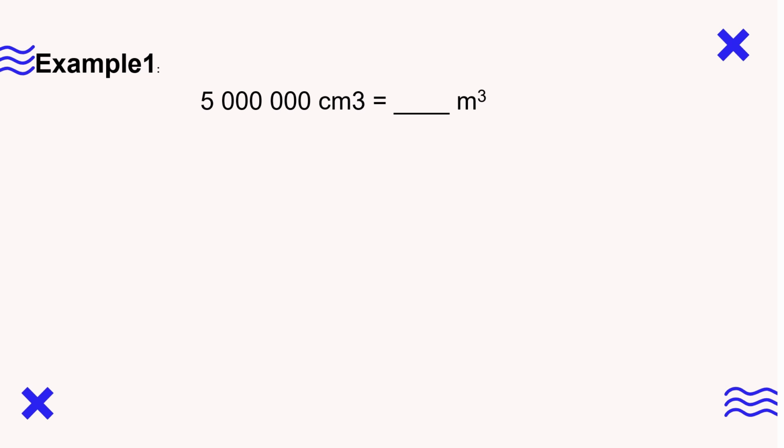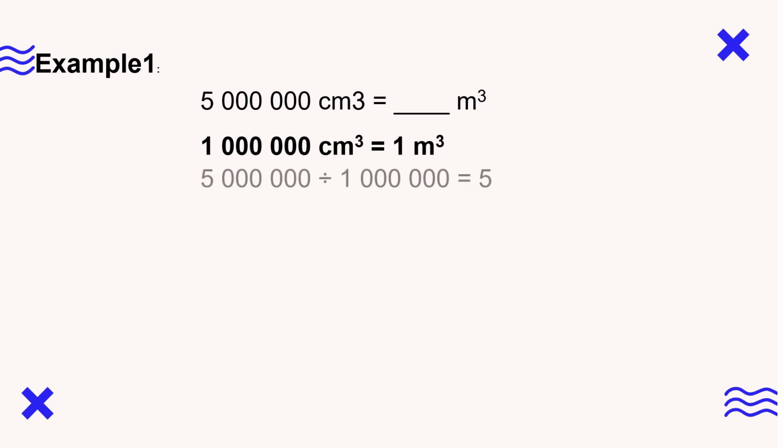Example natin, 5 million cubic centimeter. So, ilang cubic meters? As we all know, 1 million cubic centimeters equivalent to 1 cubic meter. So, tayo ba ay magde-divide or mag-multiply? Since mas maliit ang cubic centimeter to meter cube, tayo ay magde-divide. So, 5 million divided by 1 million is equivalent to 5. Therefore, we have 5 cubic meter.